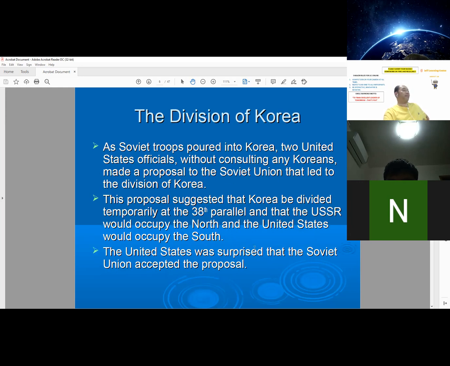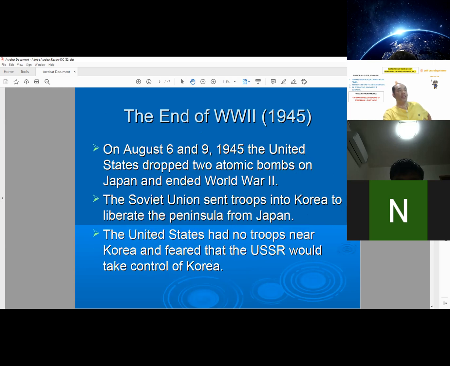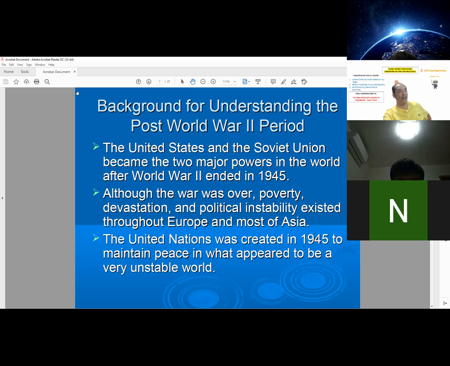Okay, so what do we have here? Soviet troops pointed to Korea, and 2 United States officials, without consulting any Korean, made a proposal to the Soviets that led to the division. You see, they took it into their own hands. This is a Korean affair, and foreigners made the decision to separate them. Bloody hell, who are you to do that to me? Okay, so this is the thing. And you see, the United States was surprised that the Soviet Union accepted the proposal. So for background understanding, the United States and Soviet Union became the 2 major powers. No need to say this until today also.